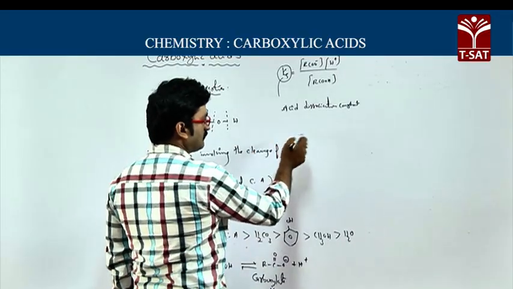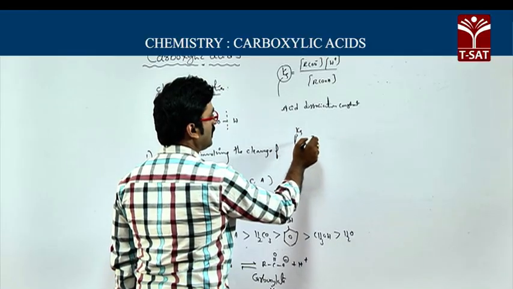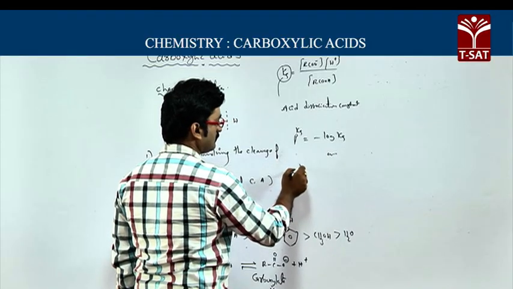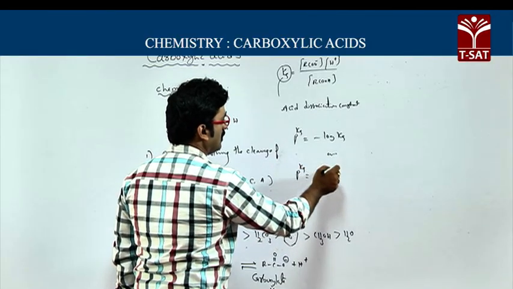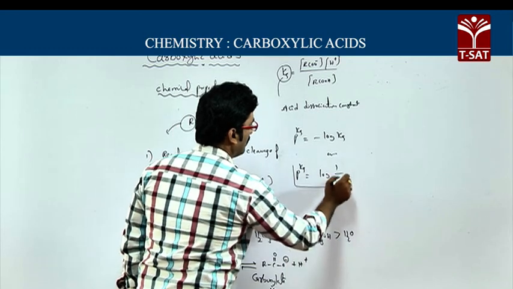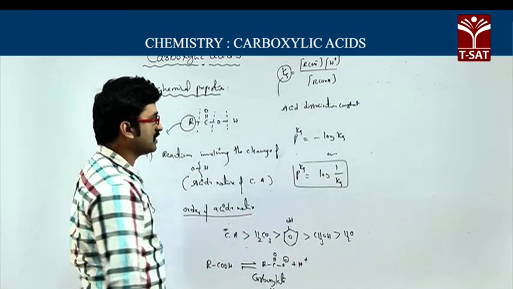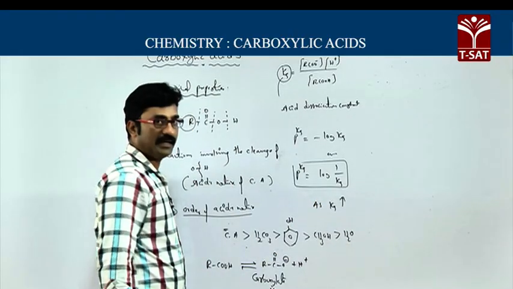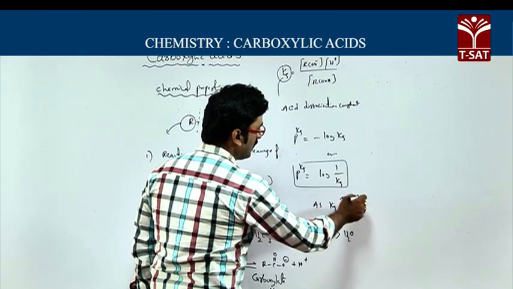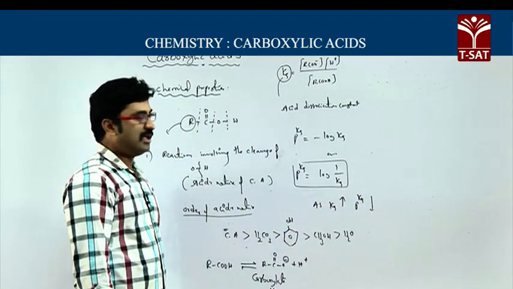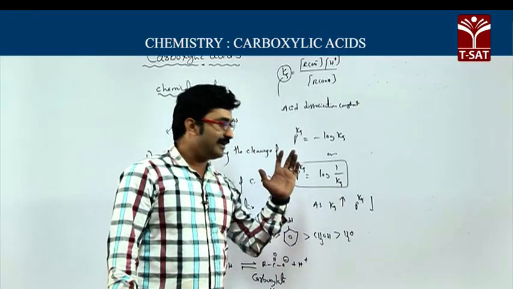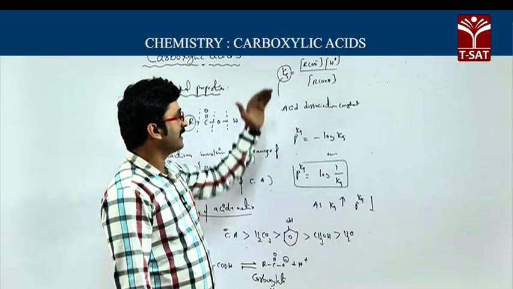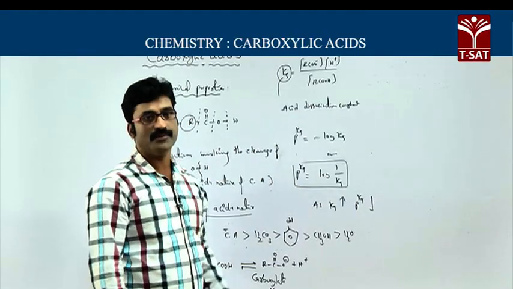You know that pKa is equal to minus log Ka, or else you can write pKa is equal to log 1 by Ka. So based on this relation, we can say that as the Ka value increases, what happens to the pKa value? It decreases. So the strength of acids can be expressed in terms of Ka and pKa.